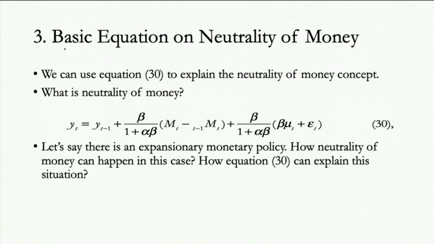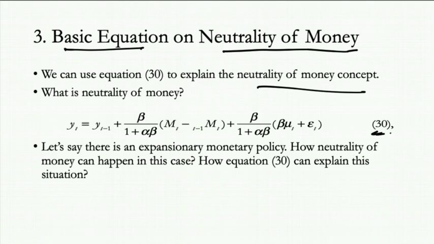Basic equation on neutrality of money. Now the equation 30 that we have just now, which is this. We want to look at equation 30 to explain the neutrality of money concept. Have you heard the term neutrality of money concept? So this is equation 30. Let's say there is an expansionary monetary policy. How can neutrality of money happen in this case? How can equation 30 explain this situation? So you try to use 30 here to explain neutrality of money.